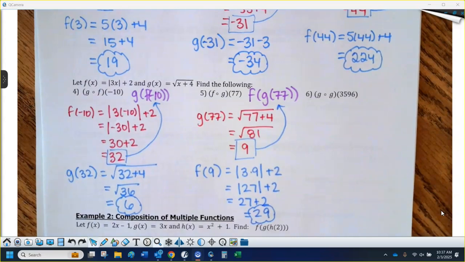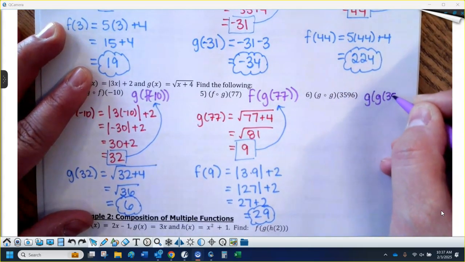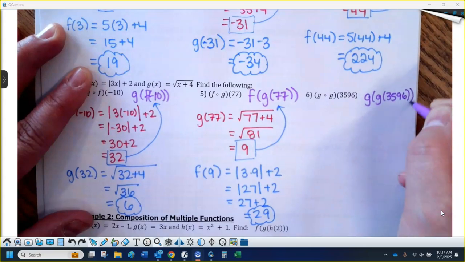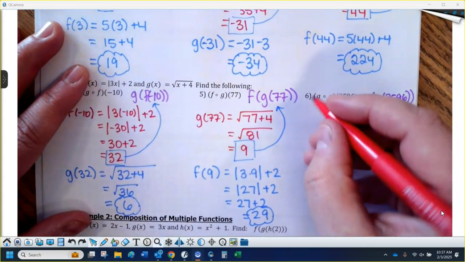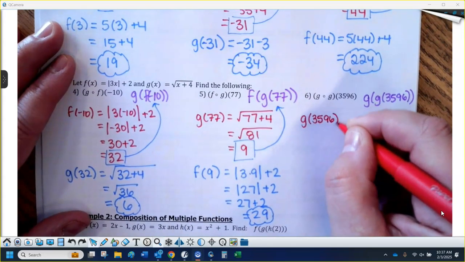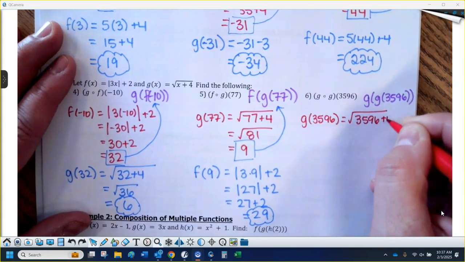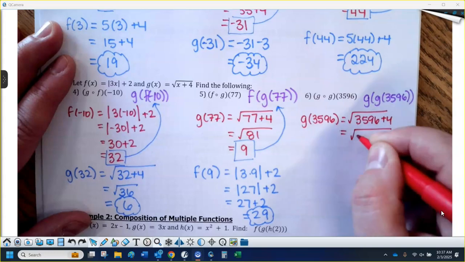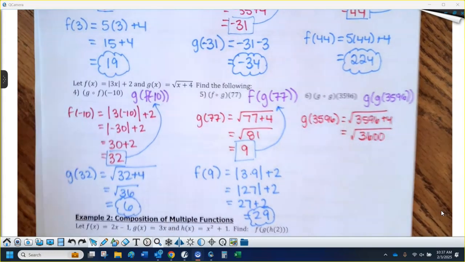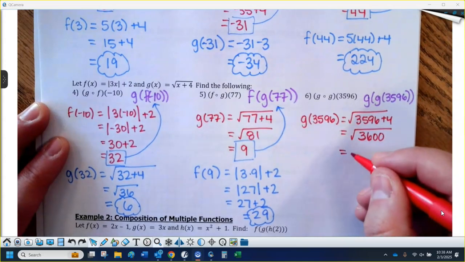And then I'm going to do one more. This is g composed with g. So we're going to plug both of these into the g function. So g of 3,596. And I'm pretty sure this will be a nice number when we get done, but let's just check. If I plug that in, don't forget you want to add the 4 first and then take the square root. So that would be the square root of 3,600. Anybody know what that is? 60, perfect.